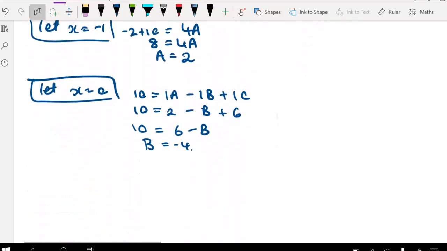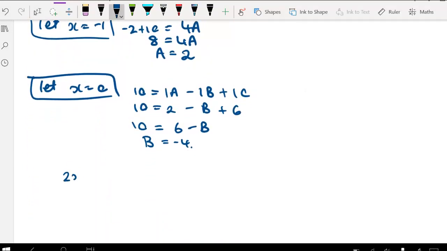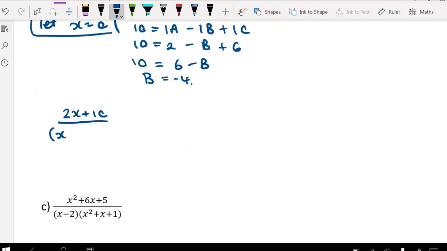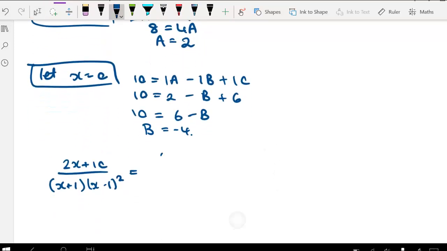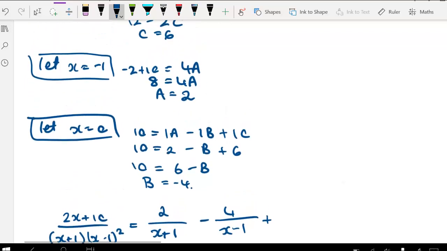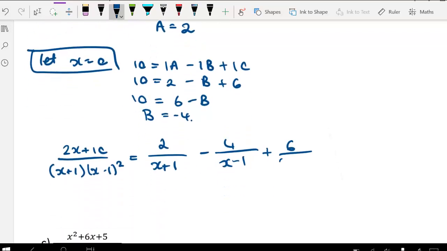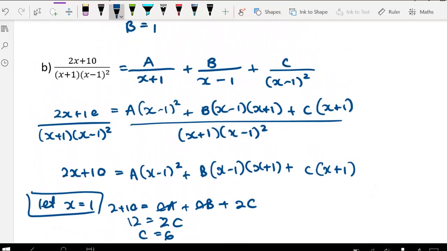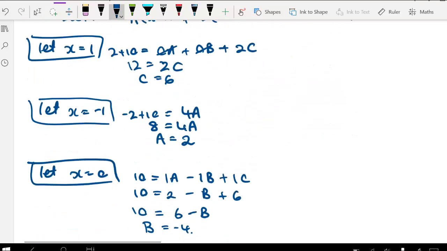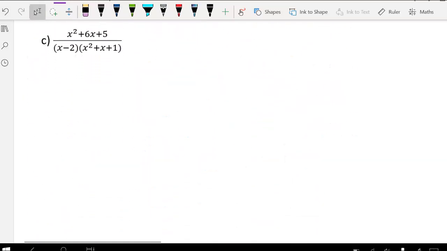We can say that (2x plus 10) over (x plus 1)(x take 1) squared will be equivalent to a, which is 2 over x plus 1, take 4 over x take 1, and c, which is 6 over (x take 1) squared. So back to our start, we've got a over x plus 1, b over x take 1, and c over (x take 1) squared. So we'll move on to our last example.